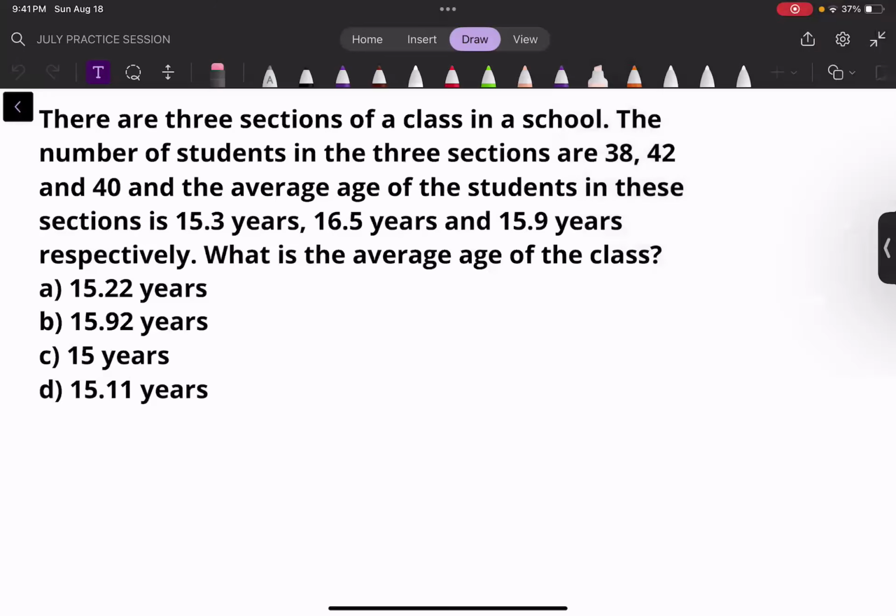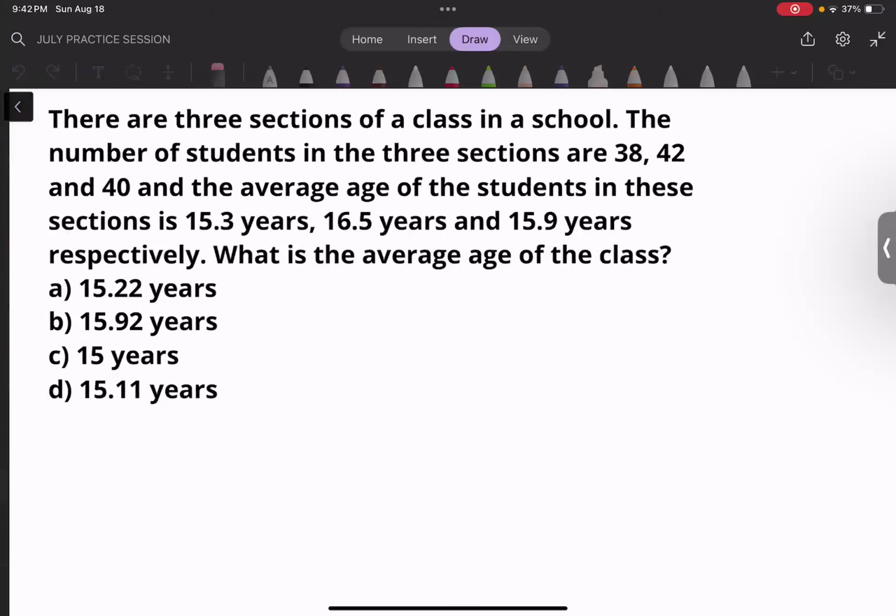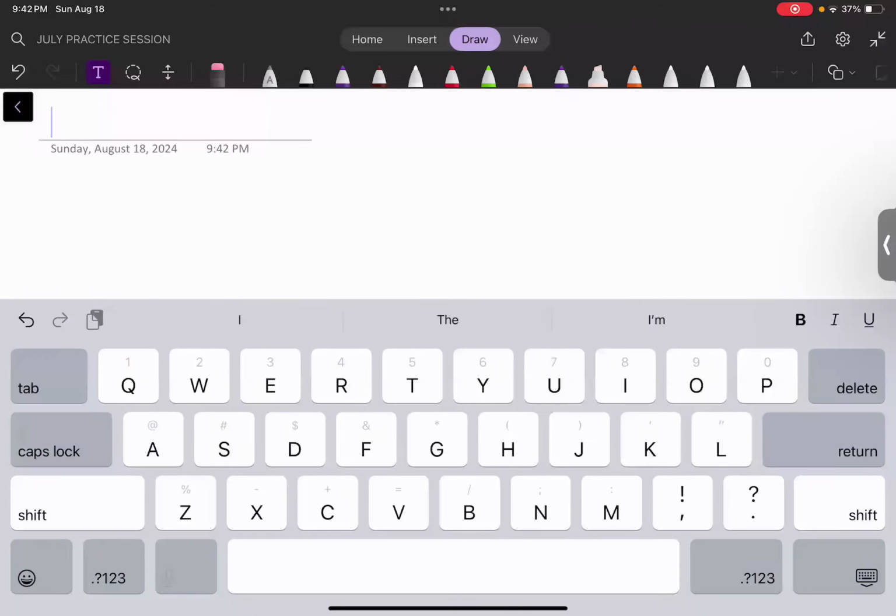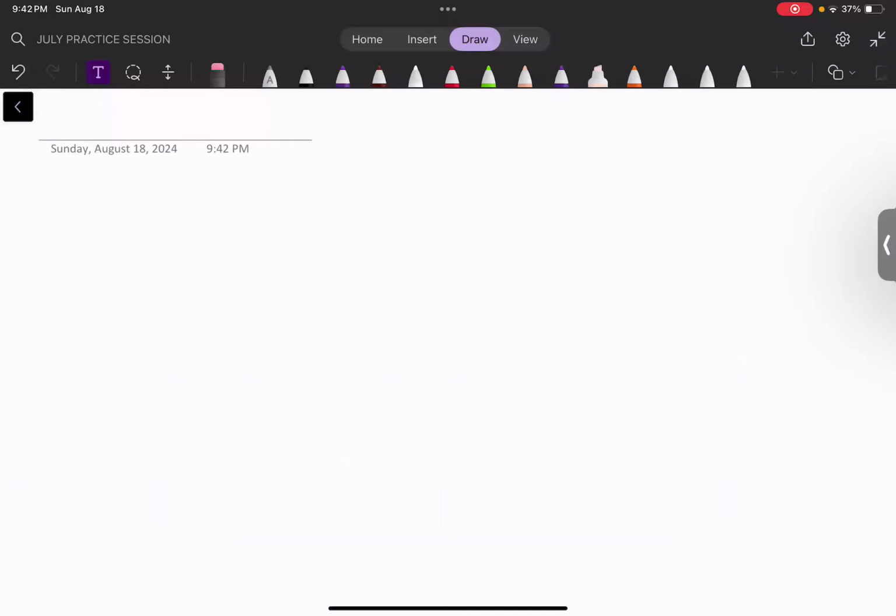So this was the question we have to start with. Before I start this question, there are some theoretical points I have to discuss. Okay. So let me take the next page. So the concept is weighted average.